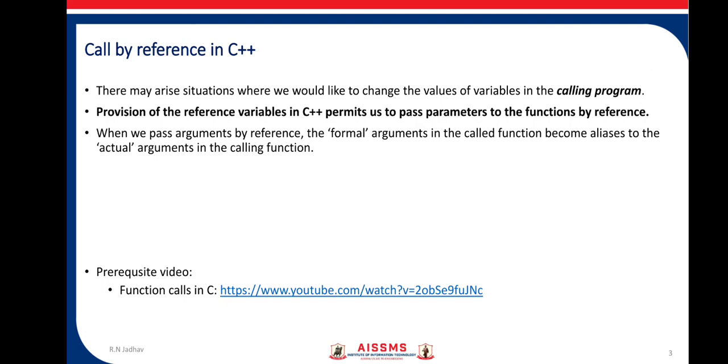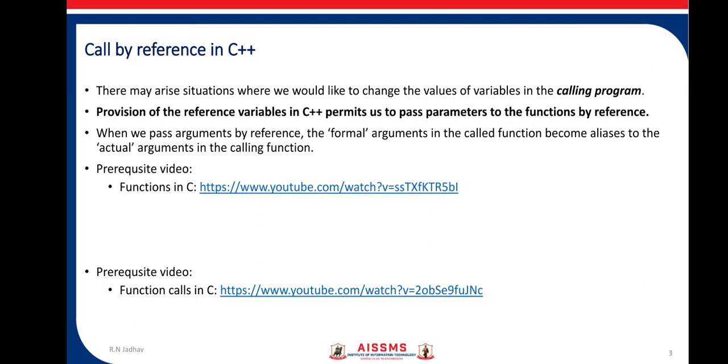So when we pass arguments by reference in C++, the formal arguments in the called function become the alternate names to the actual arguments in the calling function. Now what is a formal argument? What is an actual argument? For that we have discussed the same in the video which discusses functions in C. There also we have formal arguments and actual arguments. So you can refer to this link to get the details.